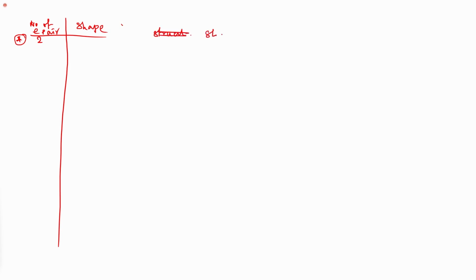When the lone pair, this is the number of electron pair, and this is the shape, and this is the structure. Not the structure, it is also the shape, the geometry. Okay, so first, the 2 is linear. So linear means it will be like that. The angle will be 180 degree.